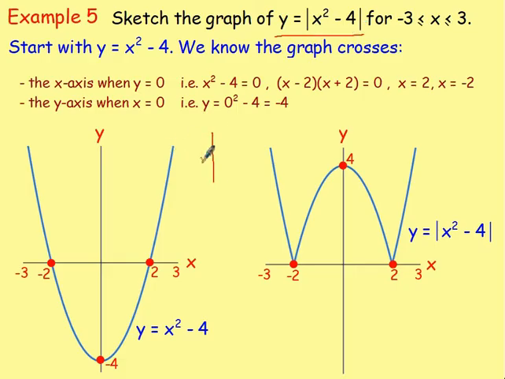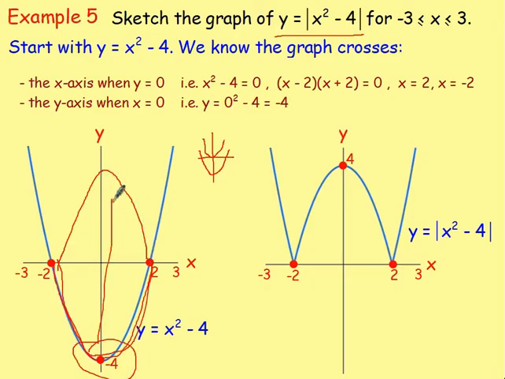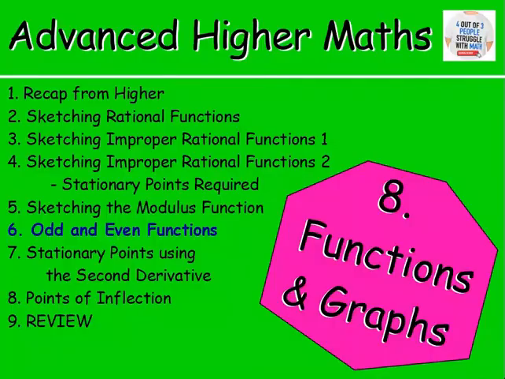Y equals x squared is just going to look something like that, and y equals x squared take away 4 will just be moving down 4 units. So you can work out what it will be. From there, this part that is below our x-axis, all you're wanting to do with that is flip it above. So this point at -4, if you flip that up, that's going to go to positive 4 up here. So that there will be your answer. That's the modulus of x squared take away 4.